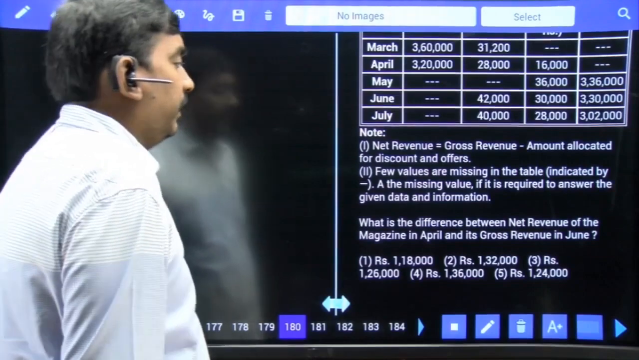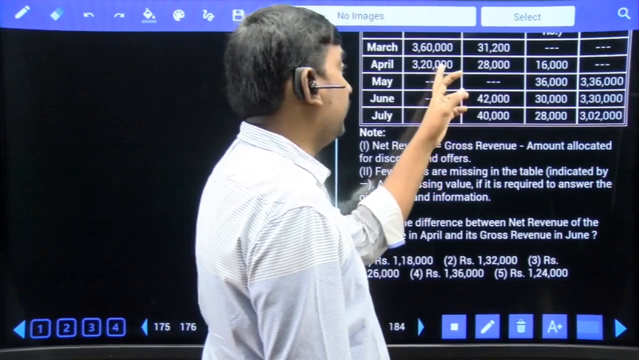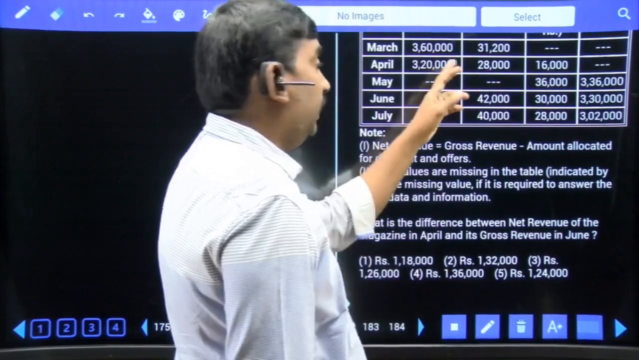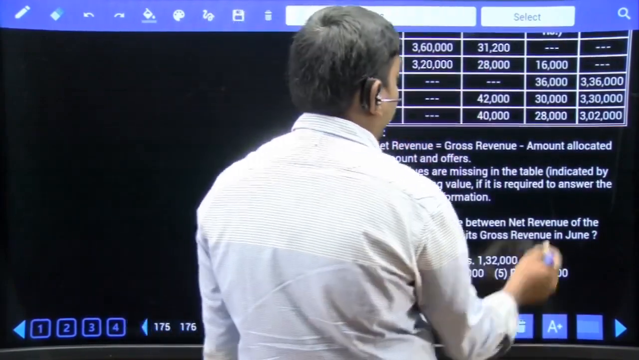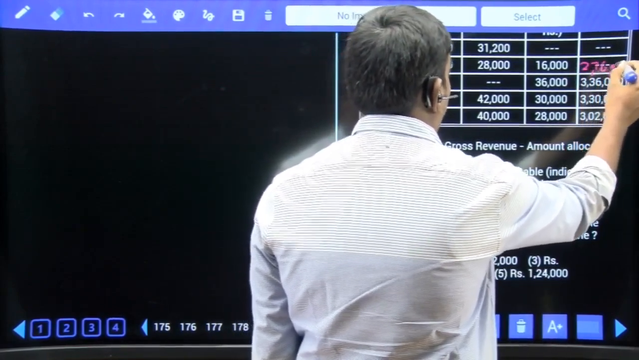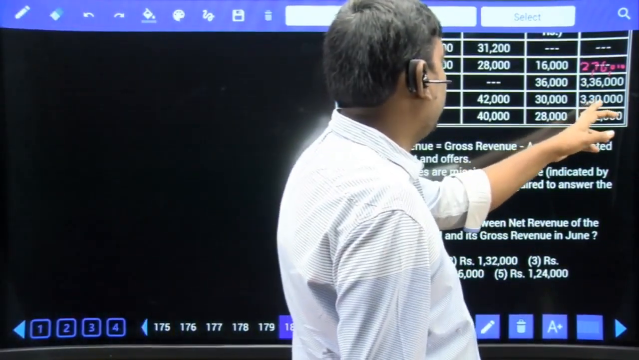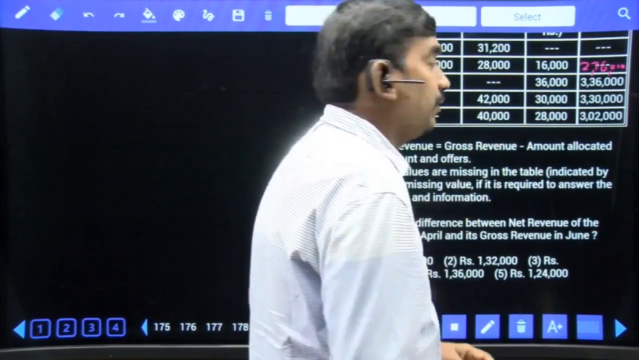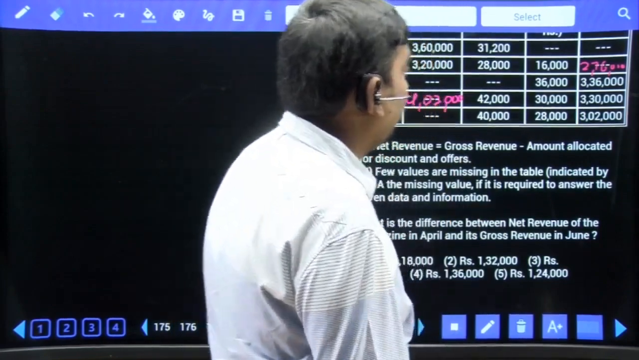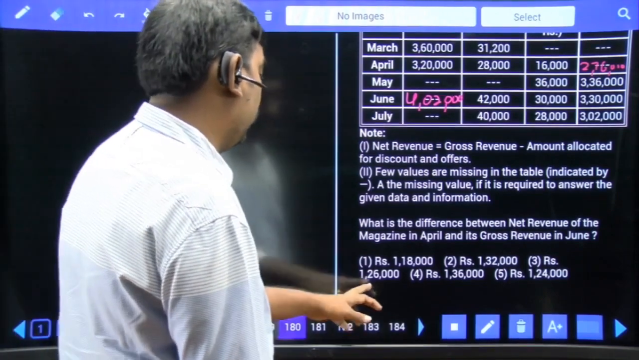What is the difference between the net revenue of the magazine in April and its gross revenue in June? April net revenue means gross revenue minus these two. 28 plus 16, 44,000. 3 lakhs 20 minus 44, 2 lakhs 76,000. That is net revenue in April. And gross revenue in June month, 3 lakhs 30 plus 30, 60 plus 4 lakhs 2,000. 2 lakhs 76 means 24,000 plus 1 lakh 2,000. Nothing but 1 lakh 26,000. Third option.